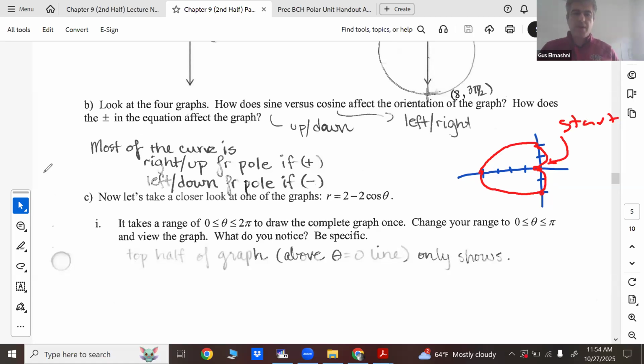And remember, we went counterclockwise. And this right here was that, so that was 0, 0. And that was at 4, pi. So when we go from 0 to pi, that's only the top half, right? Only the top half is generated. Okay.